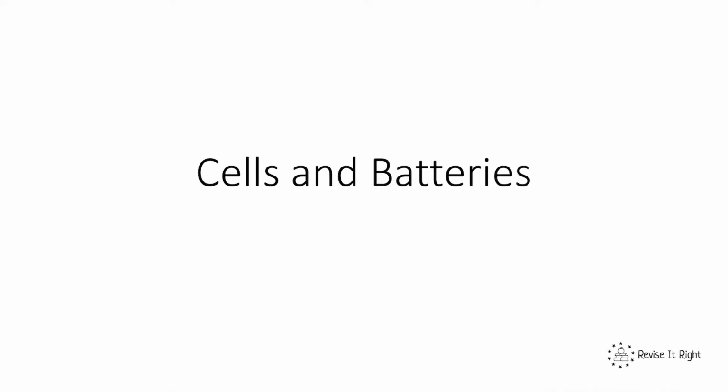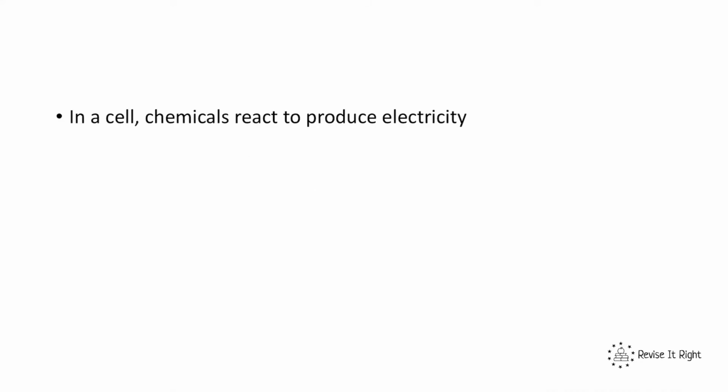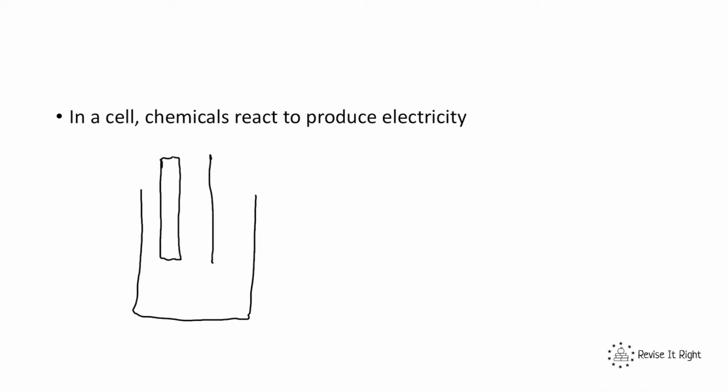This video is about cells and batteries. Now in a cell, chemicals react to produce electricity. Now a cell, if we were to draw one out here, contains two electrodes. Okay, so I'm going to draw those here. This is electrode 1 and this is electrode 2. And these are both in contact with an electrolyte. And I'm going to draw that here. So that's the electrolyte. And here are the electrodes.